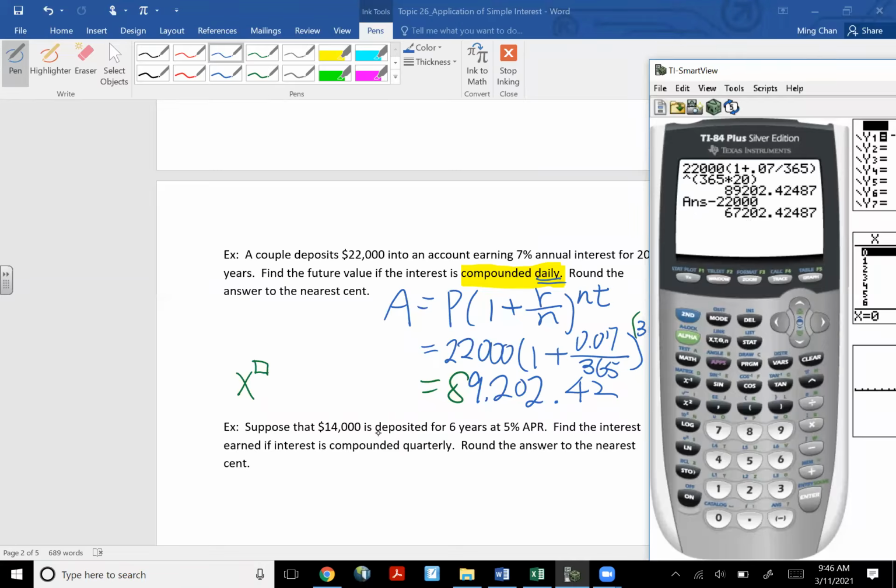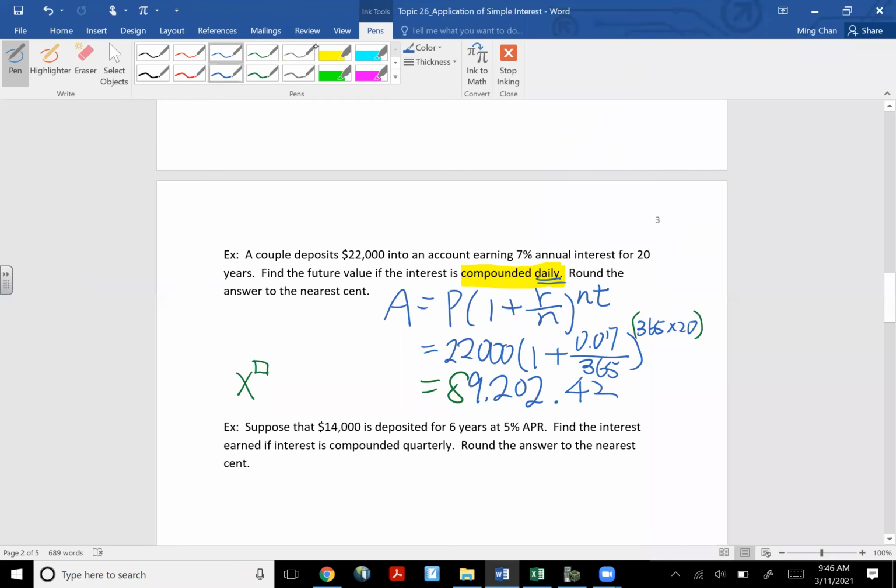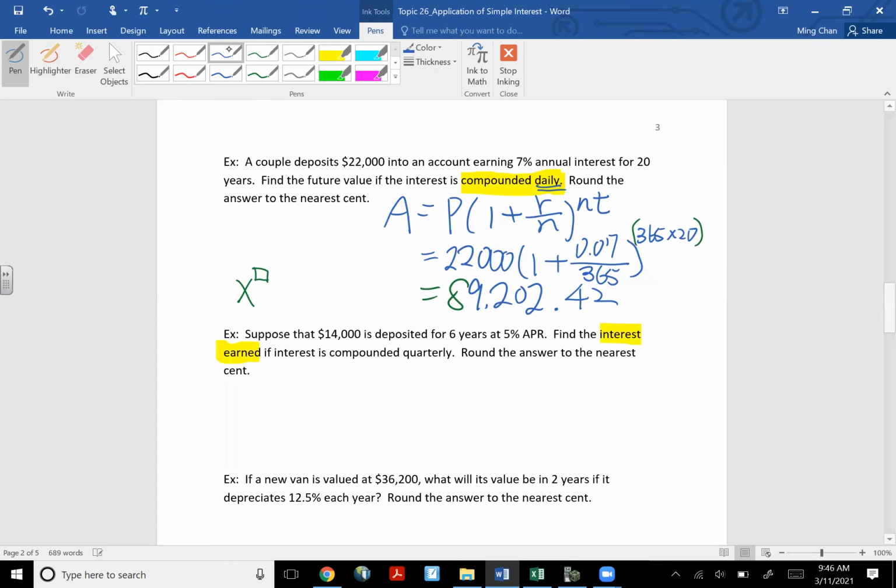Suppose that $14,000 is deposited for 6 years at 5% APR. Find the interest earned. This is exactly what I just did. Once I find the future value, the total amount, I need to subtract the 14,000 to find the interest earned. All right, so let's plug it into the formula. 14,000, I'm looking at the formula up here.